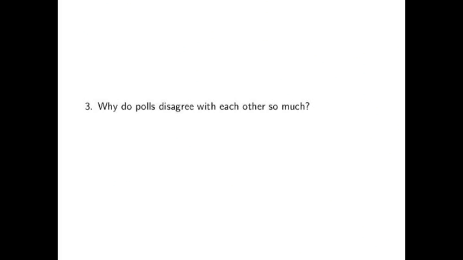Number three, why do polls disagree with each other so much? Well, again, suppose we have a whole bunch of polls that all have a 90% confidence interval. Then not only do we expect about 90% of them to be within their given margin of error, but we also expect 10% of them to be outside of their given margin of error. Outliers aren't a bad thing. They are, after all, expected. The problem comes when they don't occur, not when they do.